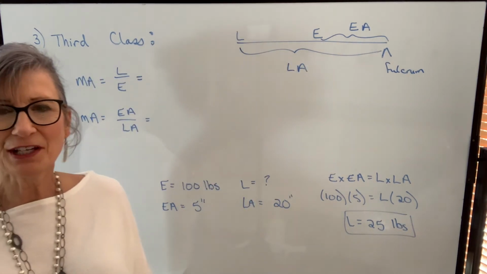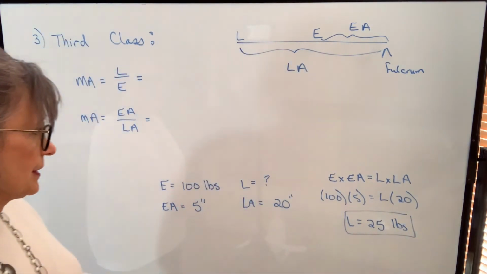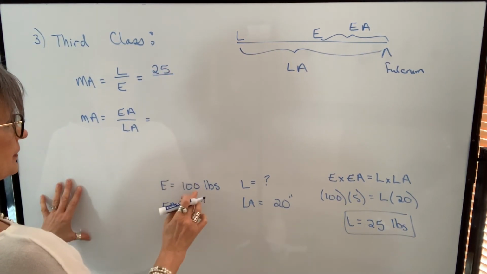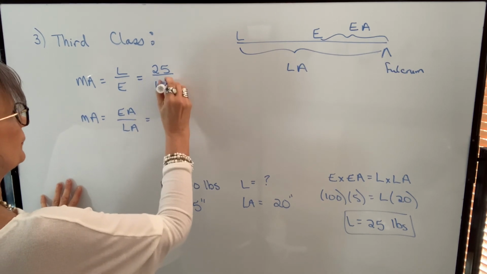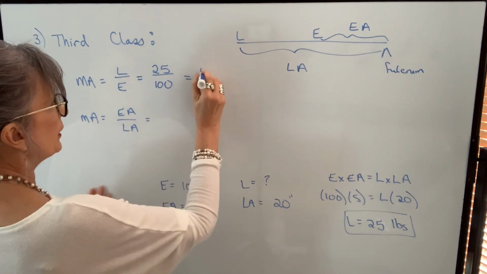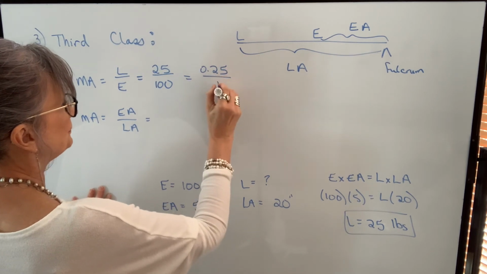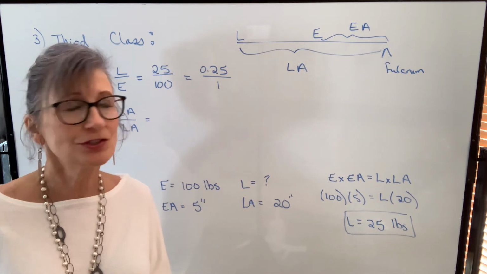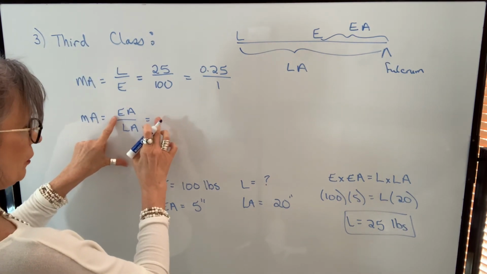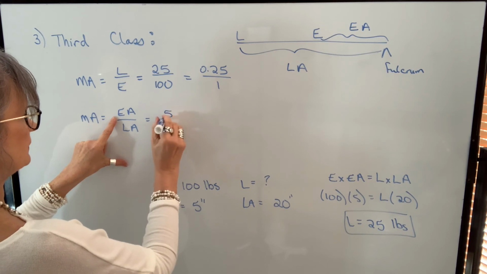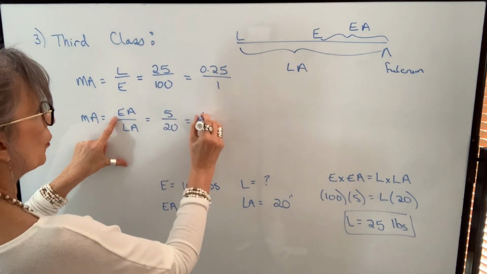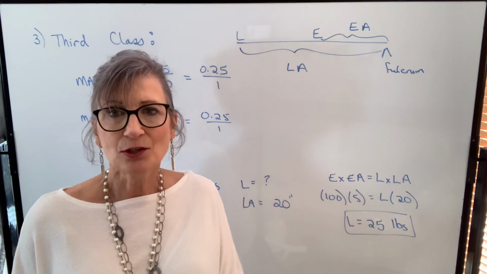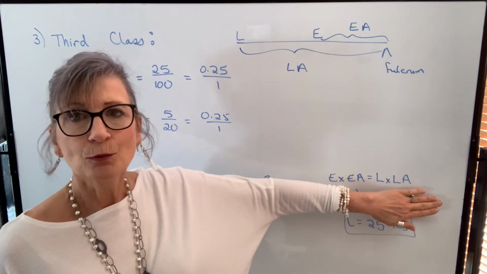In order to calculate mechanical advantage, I could either use the two forces. So I have a load of 25 pounds divided by an effort of 100 pounds. So we could write that as 0.25 to 1 or 1 to 4. As I mentioned, it's not an advantage, it's a disadvantage. Or we can use the ratio of the arms, which would be 5 to 20, which is 1 to 4 or 0.25 to 1. The nice thing about levers is it doesn't matter what class of lever it is, we're working with the same formula.